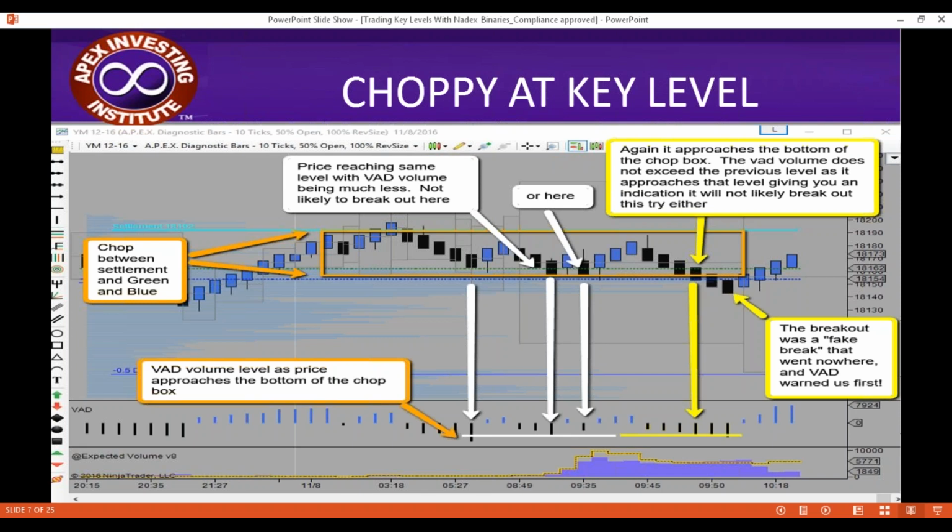But I know a lot of people are like, oh, I'm watching my charts this morning. It's kind of a choppy day. I'm out of here. I'm not trading. Or, oh, here comes some chop. Oh, I hate chop.